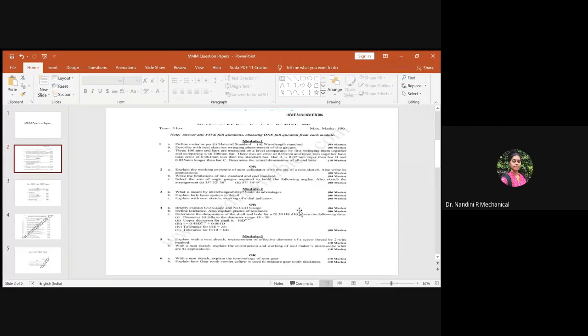So you have another alternative question, which is based on a numerical problem. Along with that, they have asked you in theory for 6 marks. Briefly explain the go gauge and no-go gauge. So please draw the sketch for the go and no-go gauge, and explain.